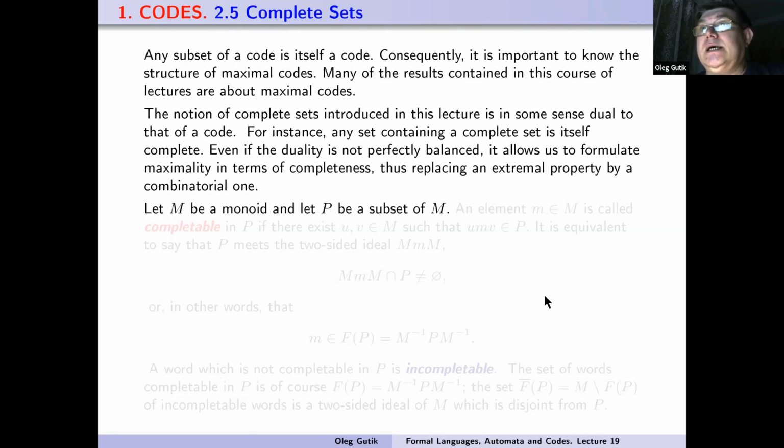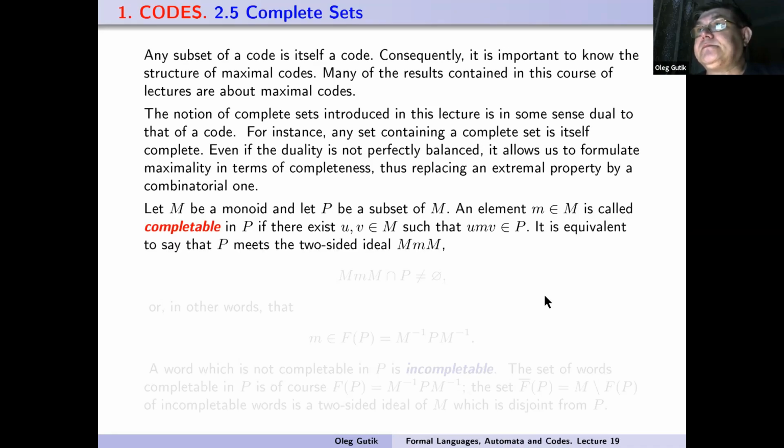Let M be a monoid and let P be a subset of M. An element m of monoid M is called completable in P if there exist elements u and v of monoid M such that u m v belongs to P. It is equivalent to say that P meets the two-sided ideal M m M, or in other words, that m belongs to F(P), which is equal to the inverse of M multiplied by P multiplied by the inverse of M.